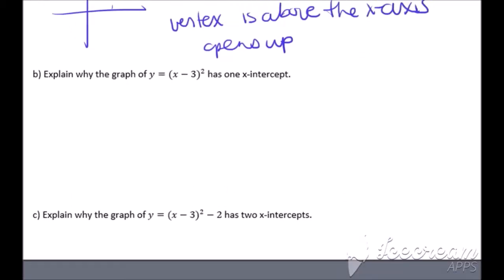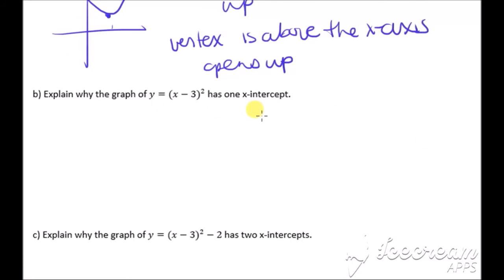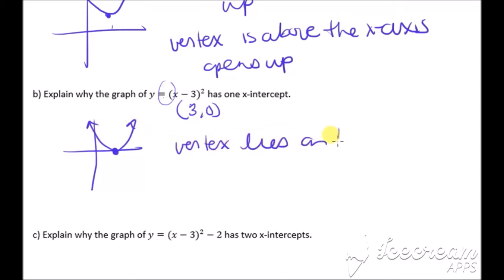Now, let's talk about the next one having one x-intercept. In this situation, what is the vertex? Well, it's 3, 0. So in other words, 3, 0 lands here, and then this opens up because of this leading coefficient. So in this one, the vertex lies on the x-axis, and it doesn't matter if it goes up or down. That's all that matters. Vertex lies on the x-axis. So it's always going to have that one x-intercept.